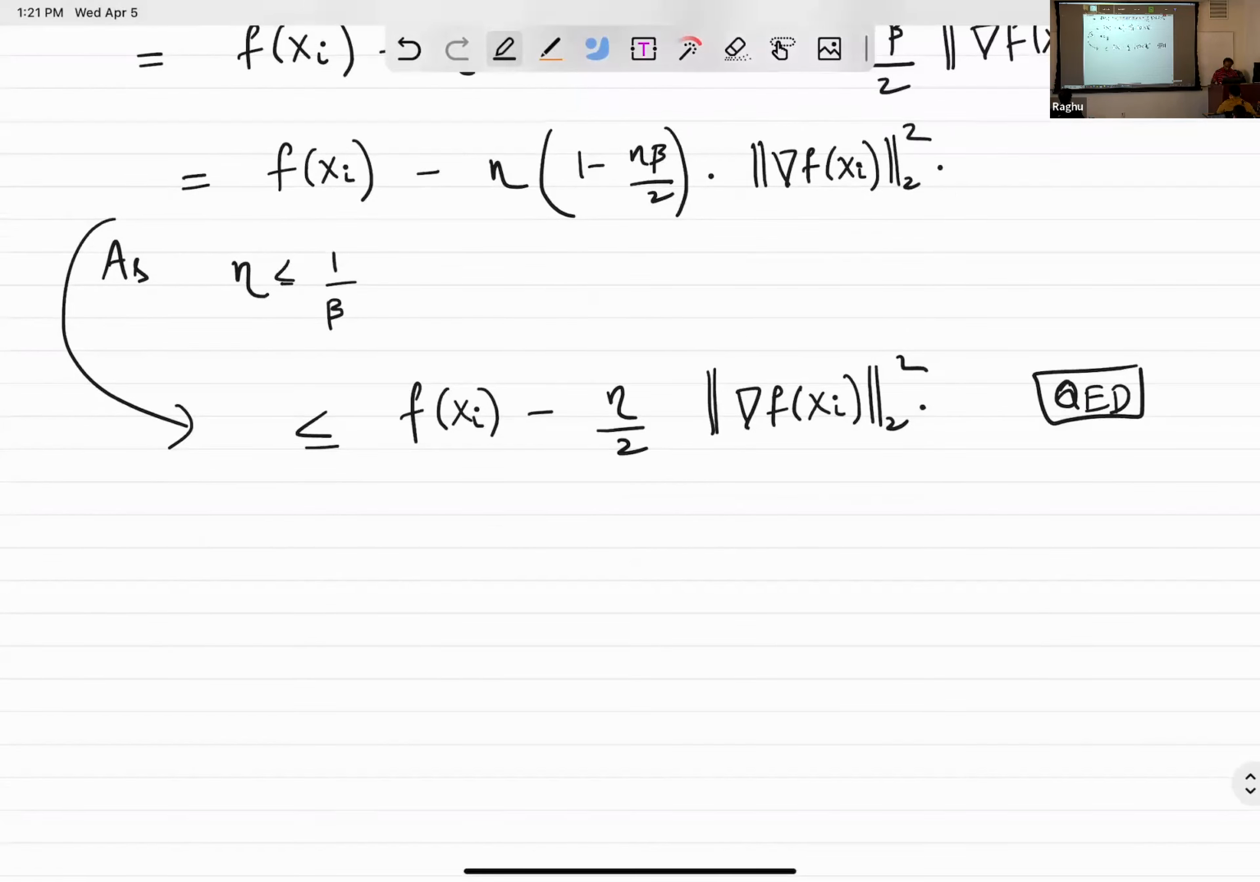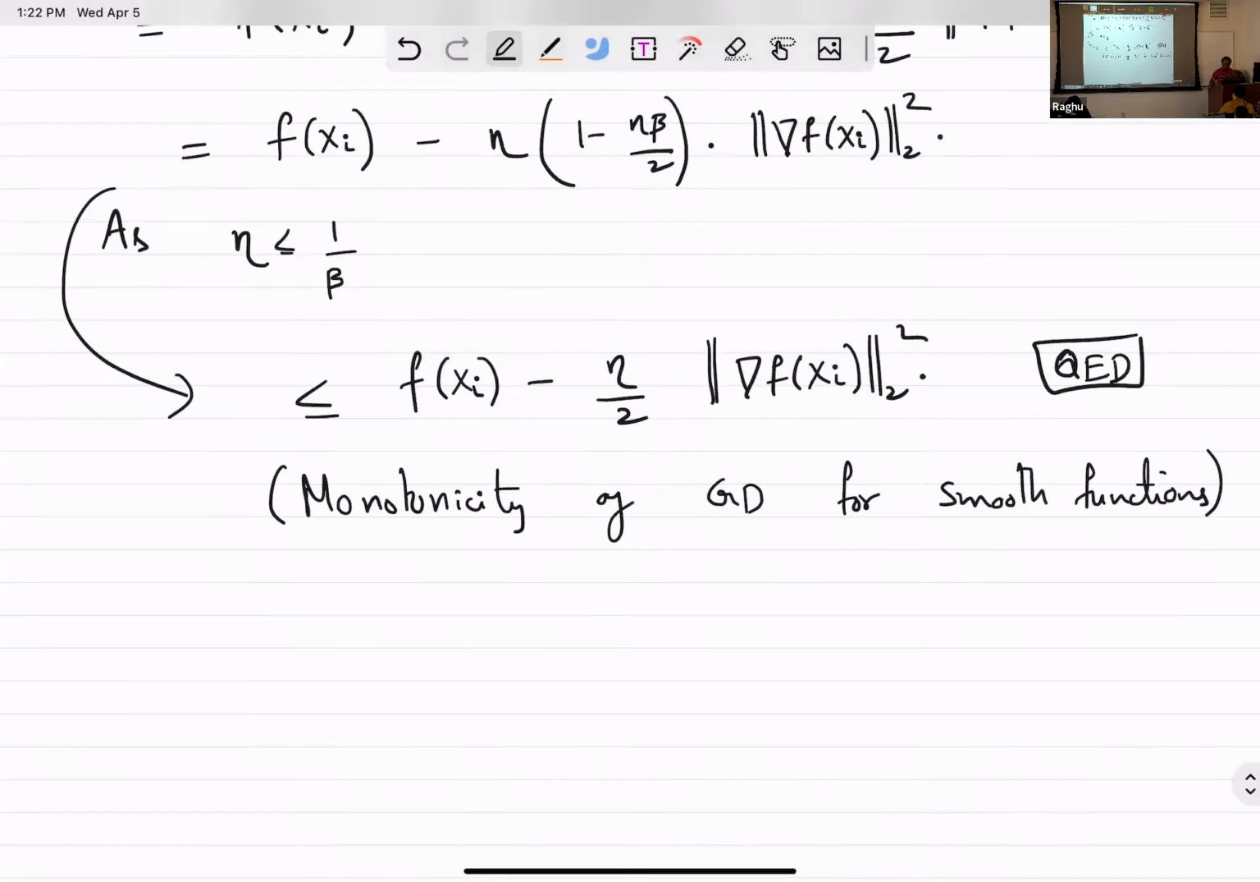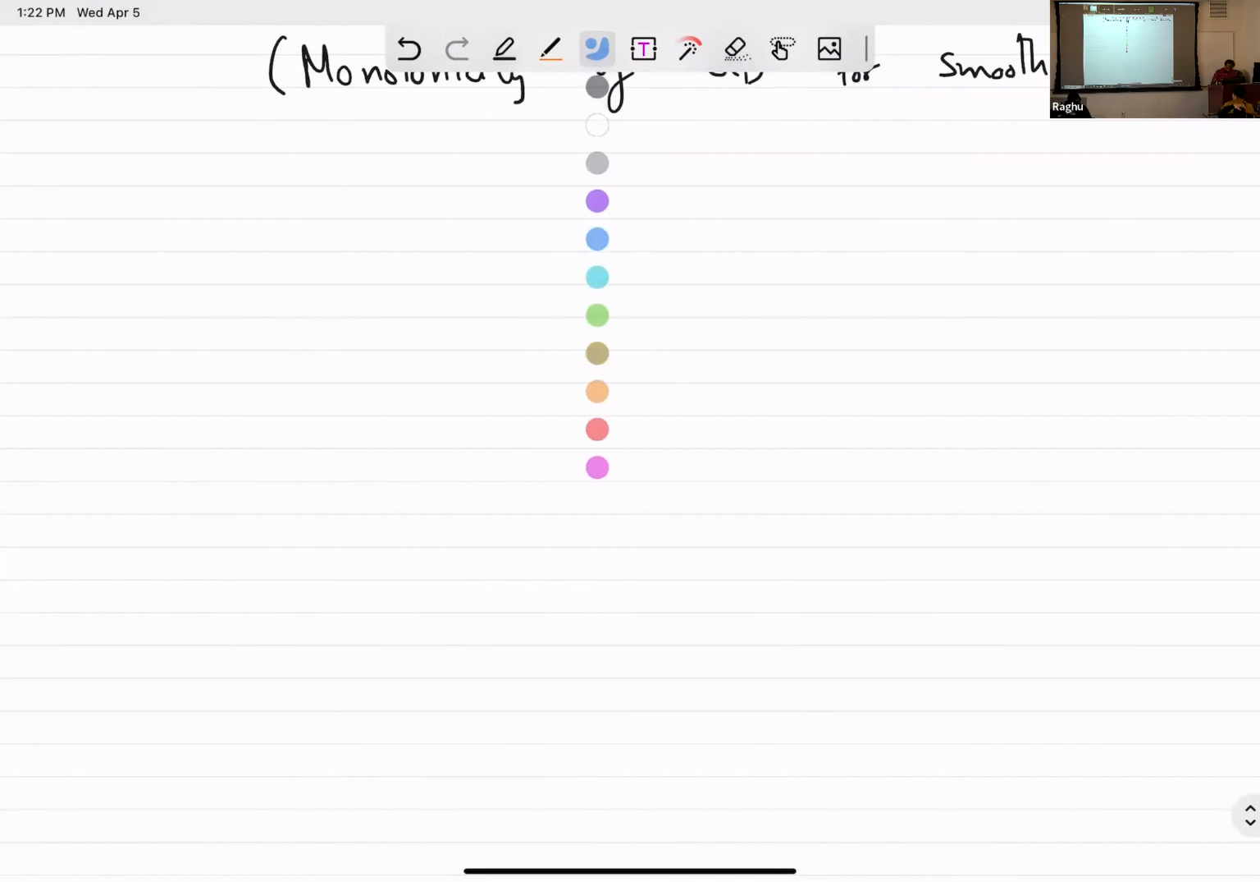So we get monotonicity of GD for smooth functions. Your function could be crazy. It could be like a squared minus b squared. It can have all kinds of things. As long as it's smooth, you're not going to hurt yourself too much by doing gradient descent, because the step size isn't too big.